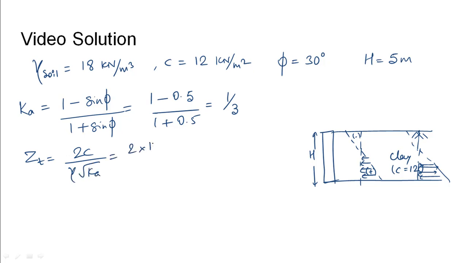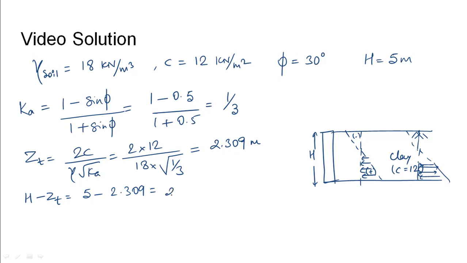C is 12, gamma is 18, and Ka is root over 1 by 3. This would give Zt as 2.309 meters. H minus Zt would be 5 minus 2.309, which will be 2.69 meters.